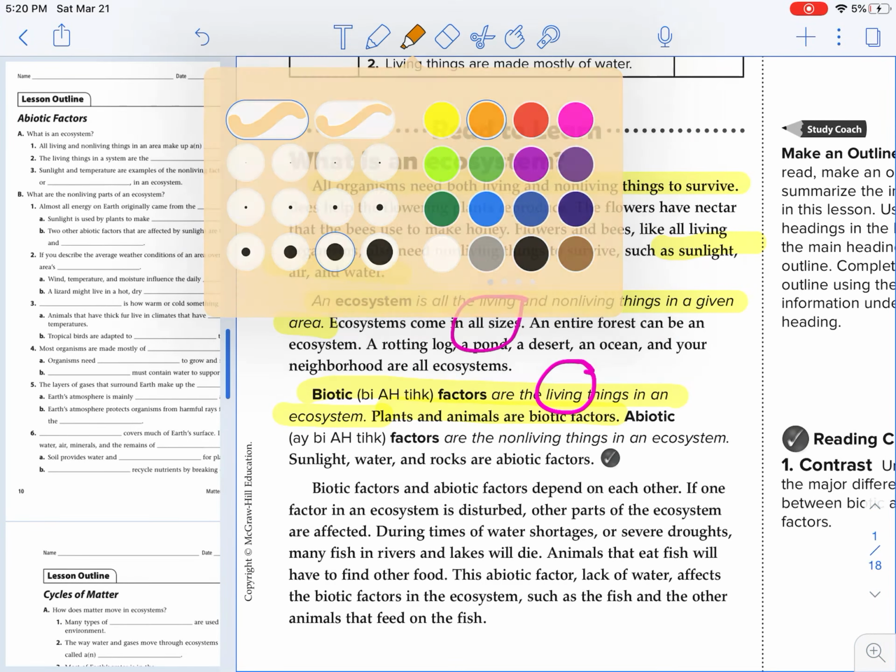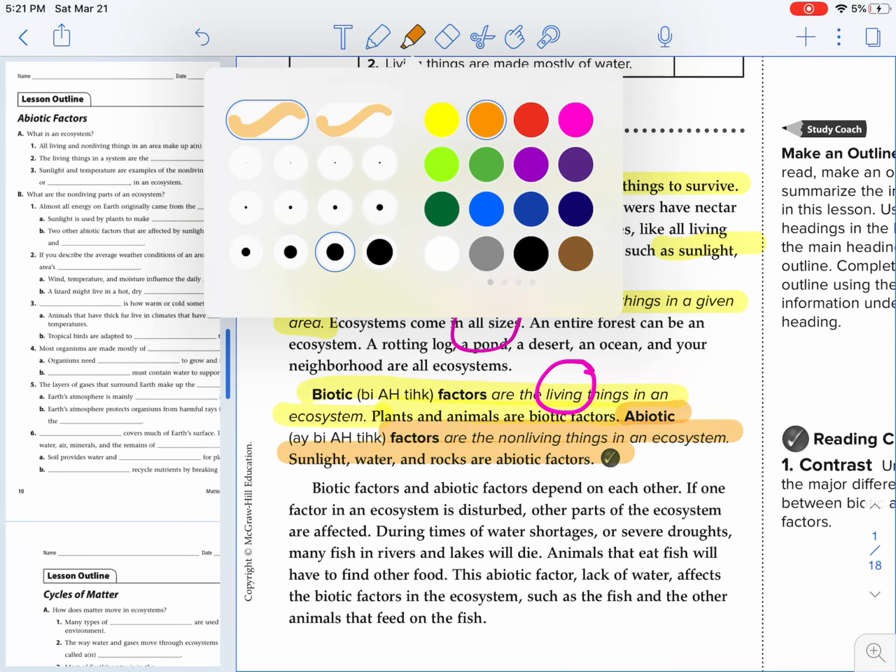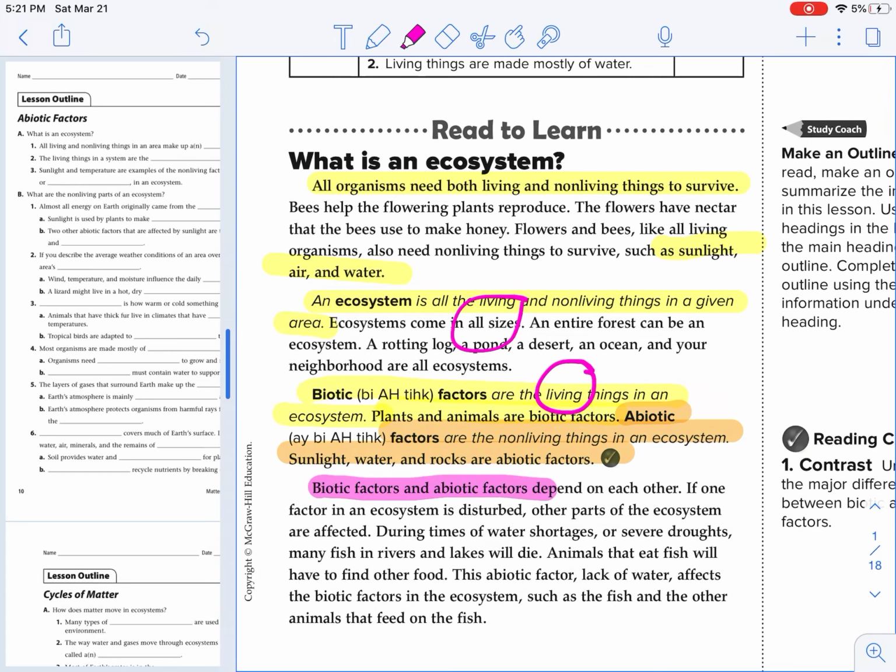I'm going to change my highlighter here. Abiotic factors are non-living things in an ecosystem. Sunlight, water, and rocks are abiotic factors. We're going to look at the abiotic factors in a little bit more detail a little later in this lesson. Biotic and abiotic factors all depend on each other. We're going to be looking at that through this entire chapter as well as the next chapter, chapter 9.